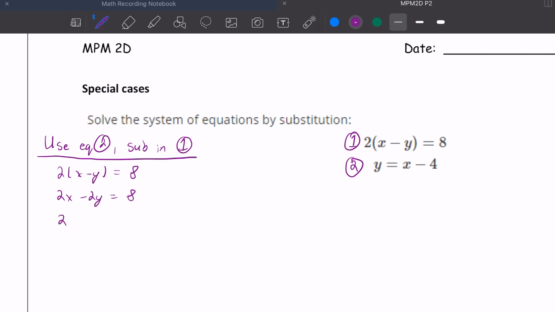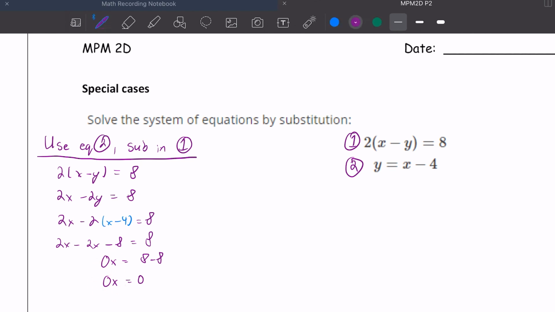And now let's start subbing in what we need to know. So our y is x minus 4. Got that from our equation 1. Now we're going to expand out. So 2 times x gives us 2x. 2 times 4 gives us negative 8. Okay, let's collect some like terms. Got 0x equals 8 minus 8. 0x equaling 0. Keep the 0.